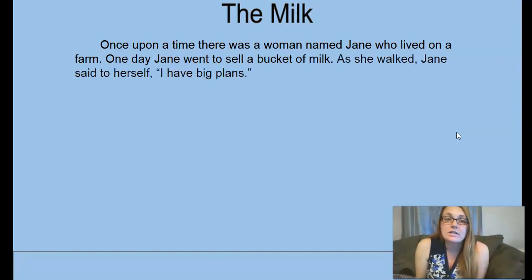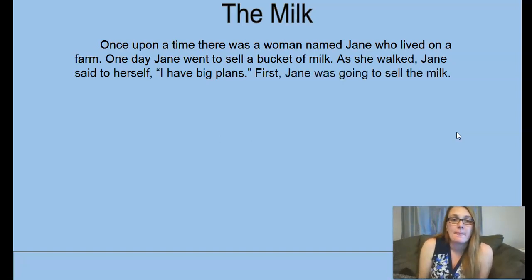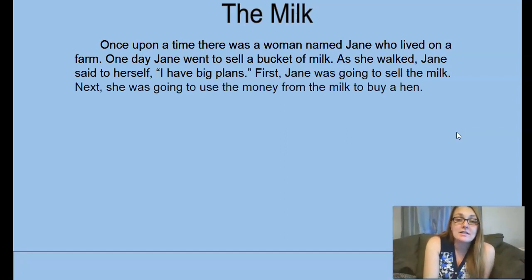As she walked, Jane said to herself, and notice I used dialogue, comma, quotation marks, I have big plans. First, Jane was going to sell the milk. So here I'm going to tell all the plans she had. So step 1, she was going to sell the milk. Next, those are our sequence words. Next, she was going to use the money from the milk to buy a hen.